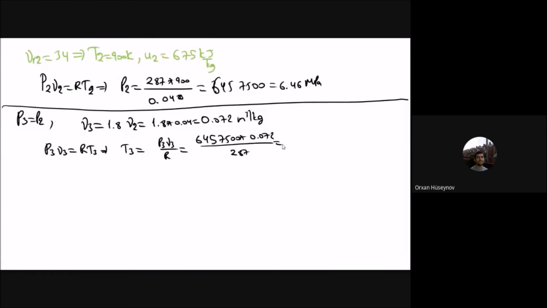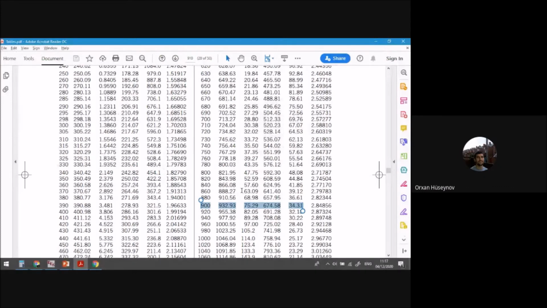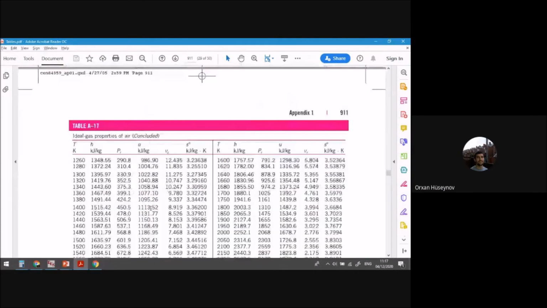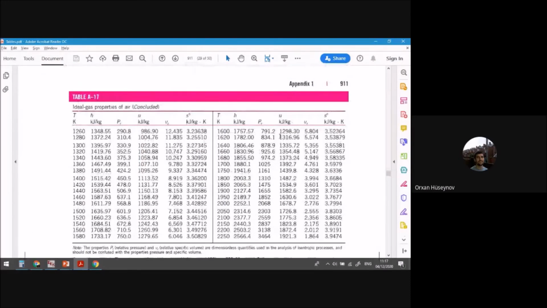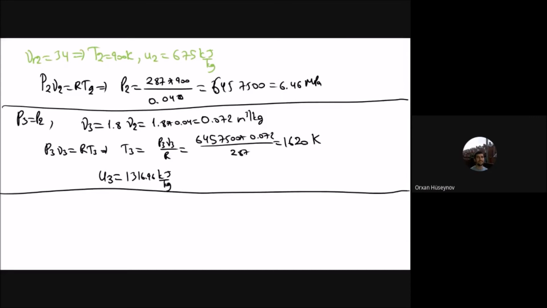Okay, so 1620. This is the temperature value for state 3. So since I know the temperature value, I will go to the chart and find any value that I need. And for this case, it is the internal energy that I will need. So the internal energy value, you can write it here, U3 will be equal to 1696 kilojoules per kilogram. Okay, and I have done state 3.